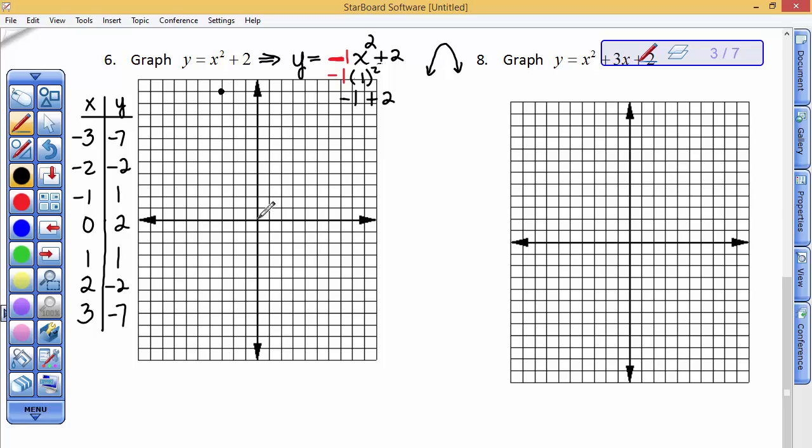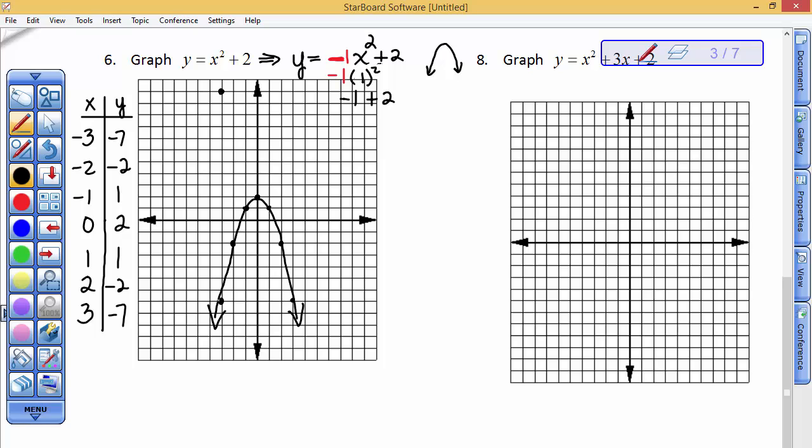So go to the left 3 and down 7. 2, 3, 4, 5, 6, 7. Let's go in our next ordered pair, left 2, down 2. So left 2, down 2. The next one, left 1, up 1. The vertex in this problem, x is 0, don't go in that x direction, just go up 2. So don't go anywhere in the x direction, just go up 2. And then to the right 1, up 1. To the right 2, down 2. And to the right 3, down 7. And sure enough, I do have the shape that looks like this parabola, but because of that negative 1 in front of the x squared term, it's going to open downward.